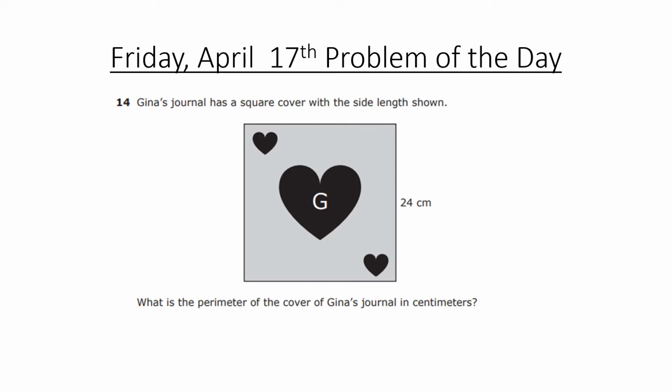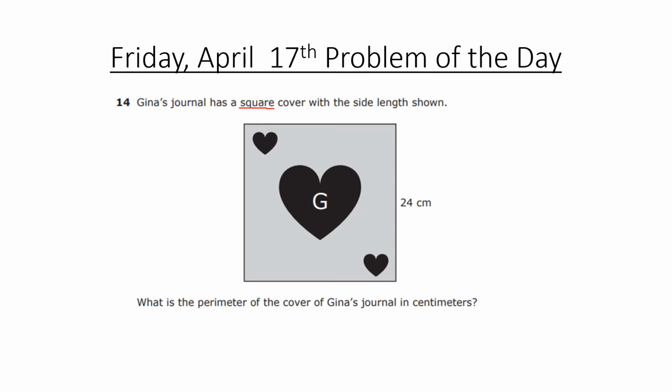Gina's journal has a square cover with the side length shown. And there's her journal cover. What is the perimeter of the cover of Gina's journal in centimeters? Okay, so I'm going to notice some important words that I see in the question. So far I know that her journal is a square, right? It tells me it is a square.